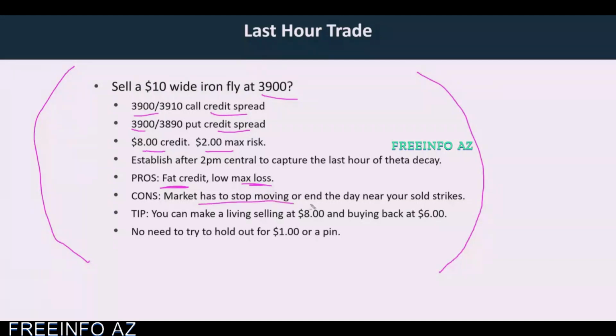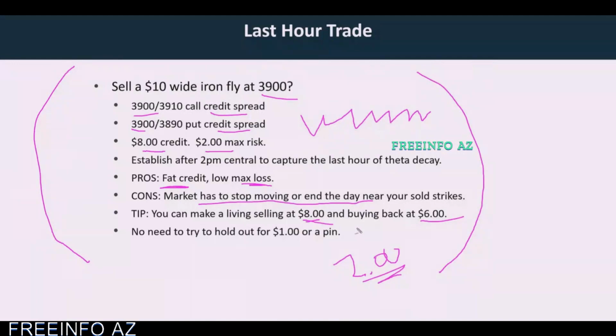The cons are you're looking for the market to kind of stop moving, so you're looking for kind of a choppy close. Big tip here that I have is that you can make a nice living selling this at 8 and buying it back at 6. Where people get in trouble with this is they sell it at 8 and they want to buy it back at 2, right? The only way you're going to buy it back at 2, well, first of all, you're not.